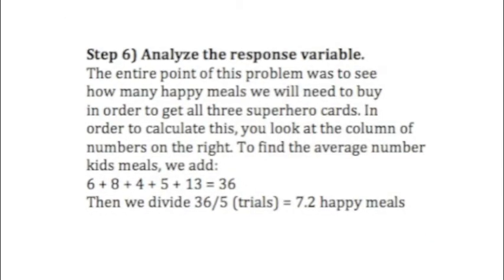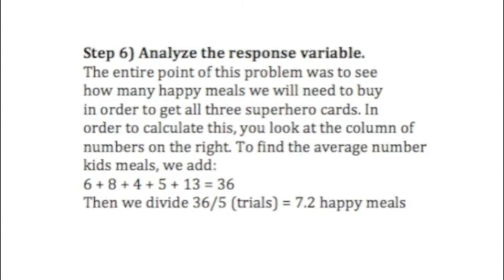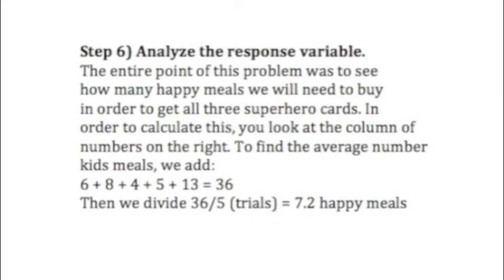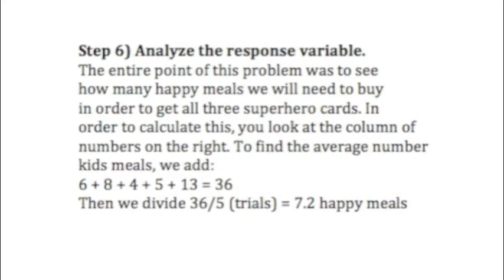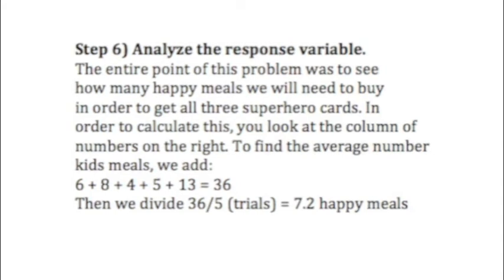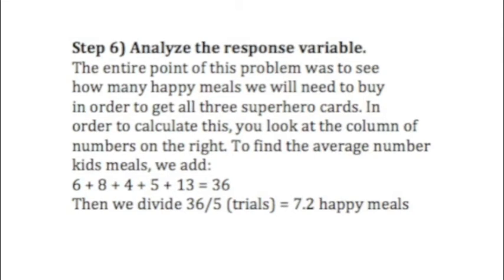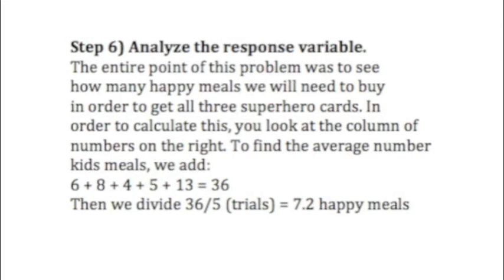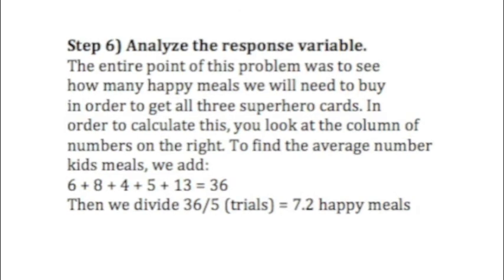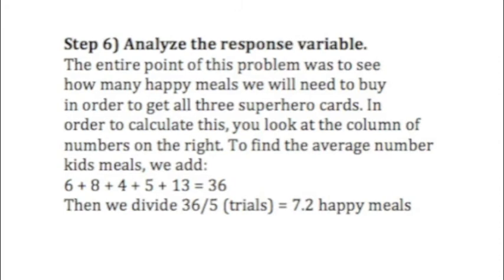For step number 6, we analyzed the response variable. The entire point of this problem was to see how many Happy Meals we will need to buy in order to get all 3 superhero cards. In order to calculate this, you look at the column of numbers on the right. To find the average number of kids' meals, we add 6, 8, 4, 5, and 13 to get 36. We then divide 36 by 5 trials and end up with an average of 7.2 Happy Meals in all.